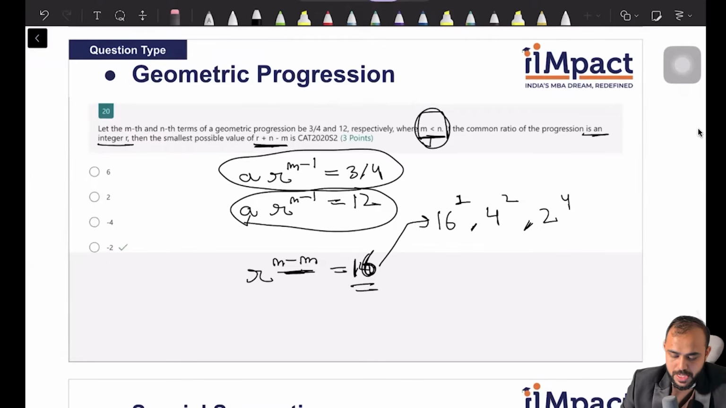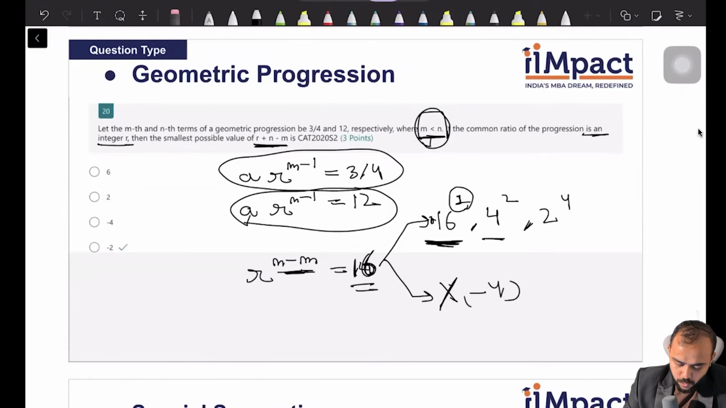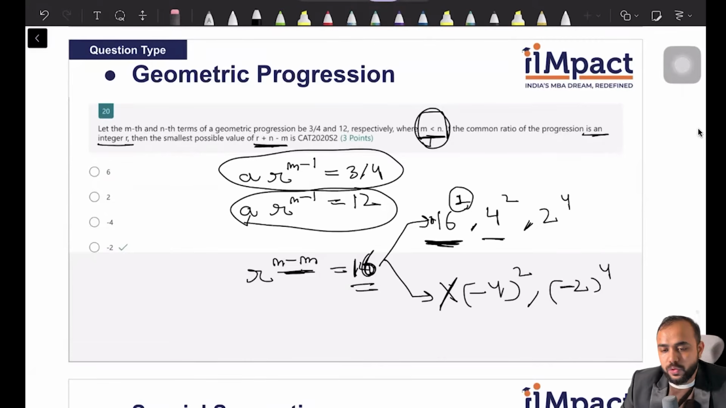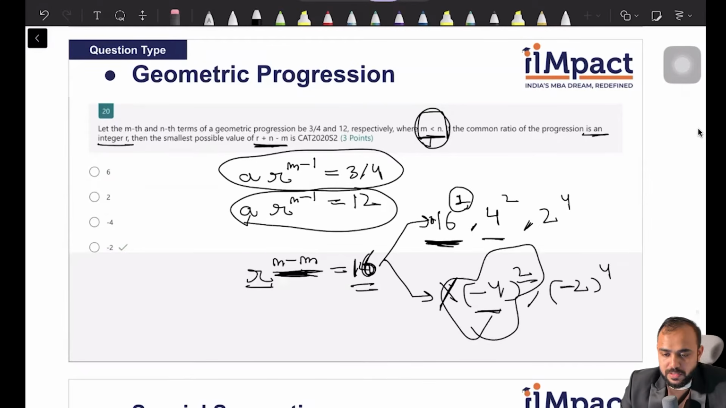No other situation. If you take r as negative, this counterpart will not be allowed, because you will take minus 16 here, but you will have to raise it to an even power to convert it to positive. So minus 16 counterpart is not allowed. Minus 4 counterpart is allowed. You can have minus 4 to the power 2, that is allowed. You can also have minus 2 to the power 4. So the minimum value of r plus n minus m, which is basically base plus power, is actually going to come from this situation, which is minus 4 plus 2, which is minus 2.